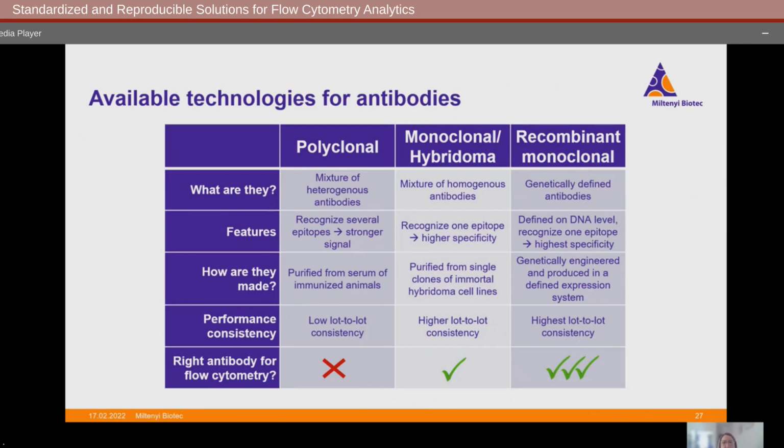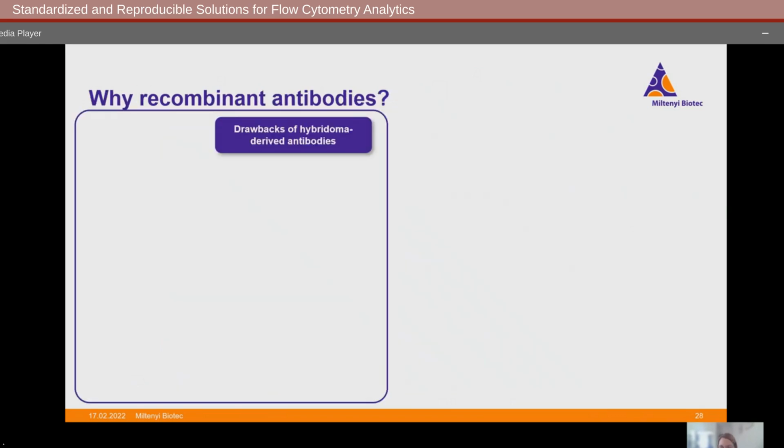Recombinant antibodies are genetically defined antibodies. They're defined very much on the DNA level, and they recognize one epitope with the highest amount of specificity. They're genetically engineered and produced in a very controlled and defined expression system, unlike monoclonal antibodies from those hybridoma cell lines. And so they really offer the highest lot-to-lot consistency for flow cytometry analytics. Most researchers nowadays use monoclonal hybridomas or a combination of recombinant antibodies, and this is really the way that flow has gone more recently.